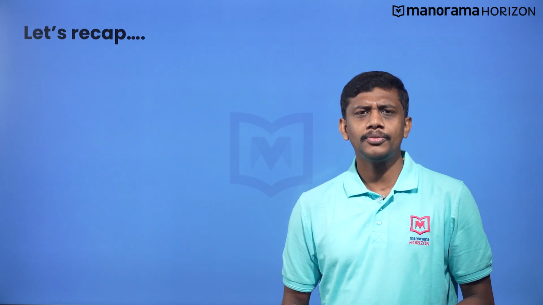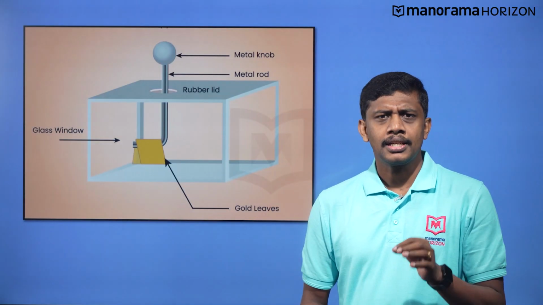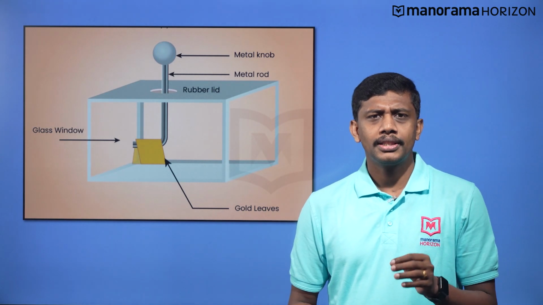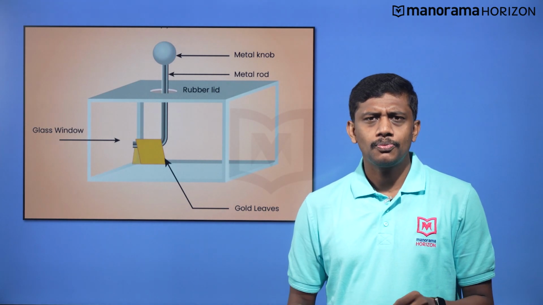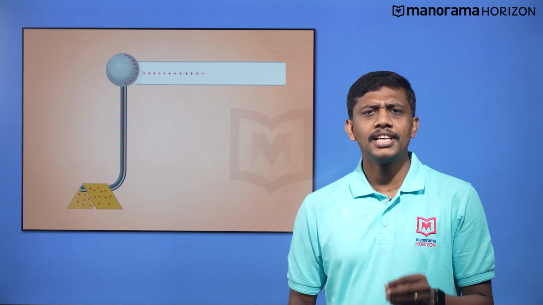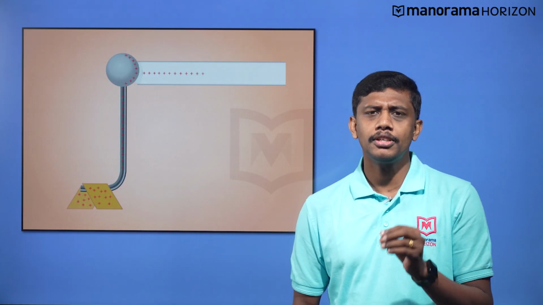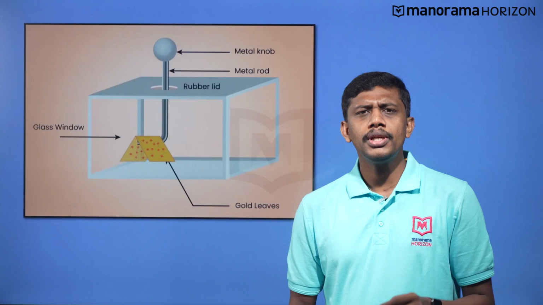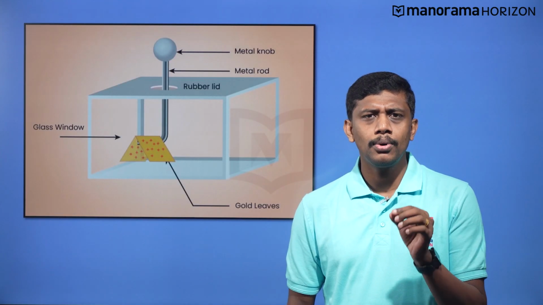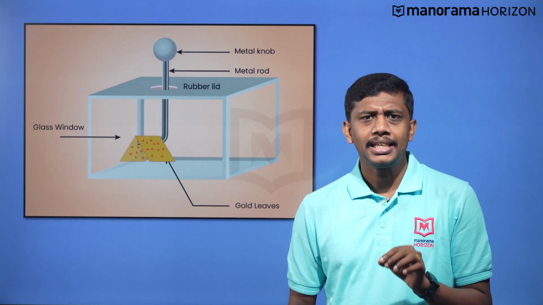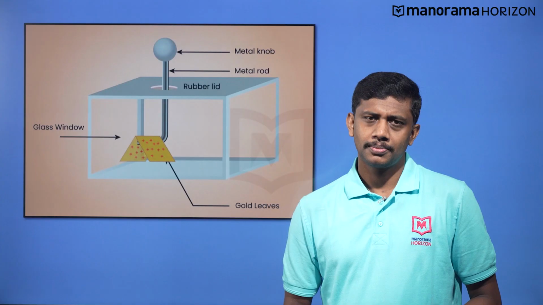Let's recap what we have learned so far. Consider an electroscope that we saw previously. What had we done? We charged the electroscope using a glass rod that has been rubbed with silk. On doing this, the gold leaves at the bottom diverged, showing that they have acquired a charge.